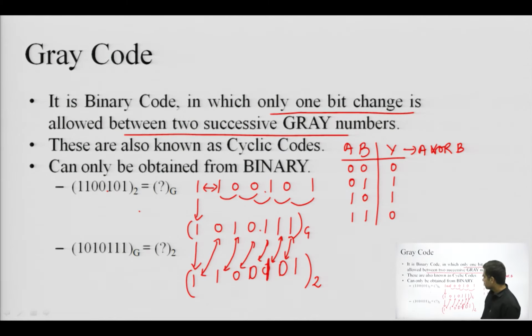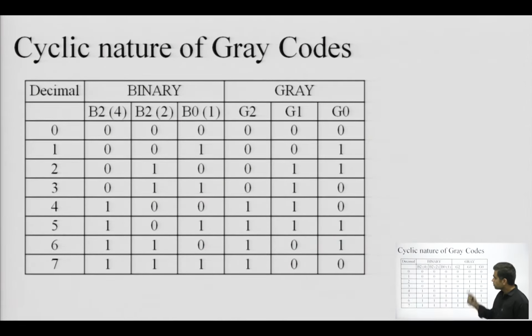Okay. So, let us proceed further. In this way we can convert a binary number into a gray number. So, now coming to the cyclic nature of the gray codes. Why they are cyclic, and before going to that, we should first look at how there is only one bit change between the gray numbers.